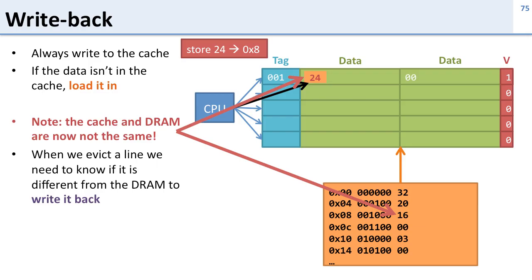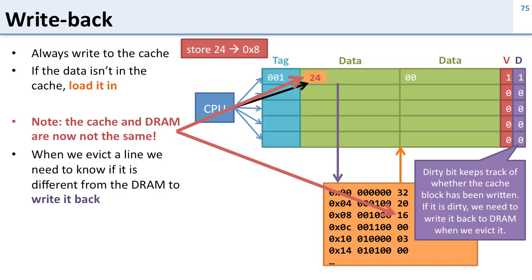We need to know if we evict this block from the cache, that we've written to it, and so we need to write it back into the DRAM when we evict it. To do this, we're going to keep another set of bits. We're going to keep dirty bits. These dirty bits tell us if we've written to the cache block, and if we've written to the cache block, then we know we need to write the data back to main memory when we evict it. So these dirty bits tell us if the data is dirty, that is if we've written to the cache block, and if we have, when we evict the cache block, we have to write it back into DRAM.